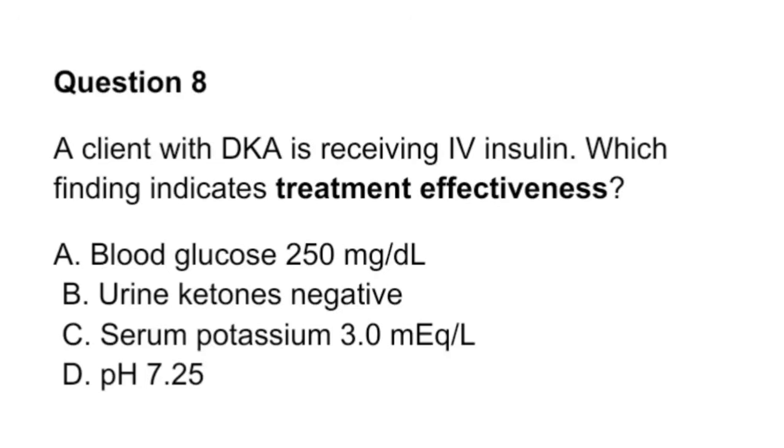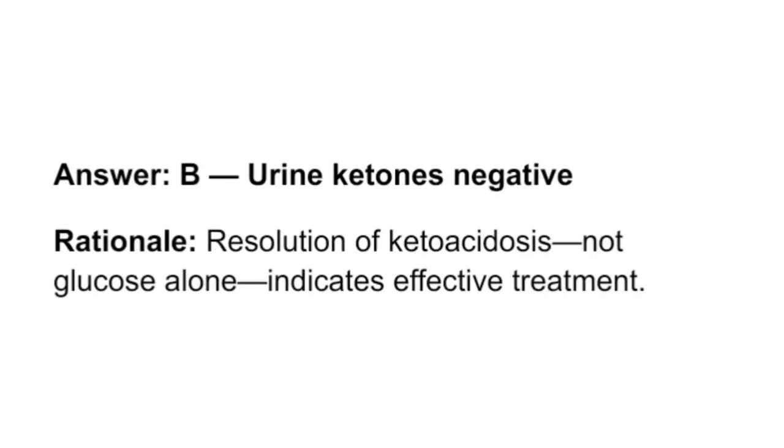Question 8. A client with DKA is receiving IV insulin. Which finding indicates treatment effectiveness? A. Blood glucose 250 milligrams per deciliter. B. Urine ketones negative. C. Serum potassium 3.0 milliequivalents per liter. D. pH 7.25. Answer: B.